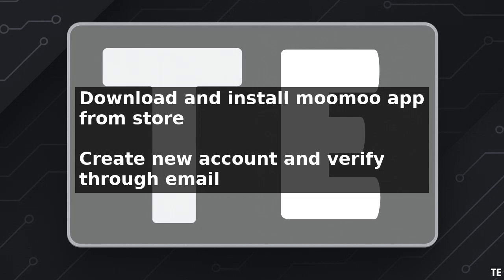First, download and install the Moomoo app from the App Store. Once installed, open the app and tap on Sign Up to create a new account. Fill in the required information, including your name, email address, and password. Verify your account through the email sent by Moomoo. After verifying your account, log into the app using your credentials.